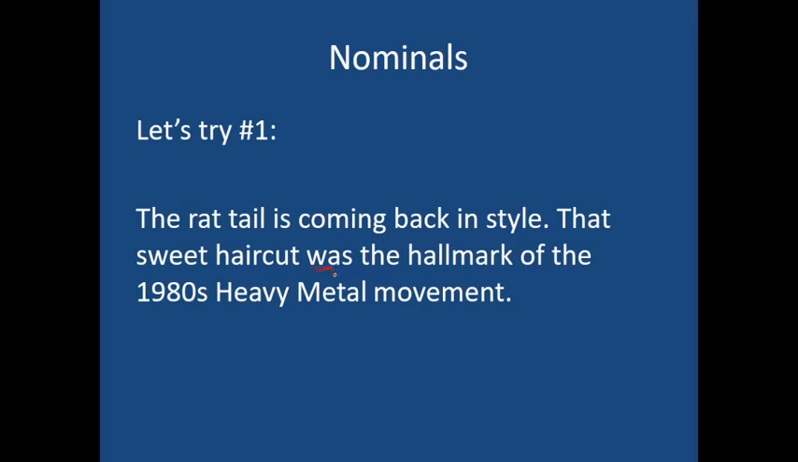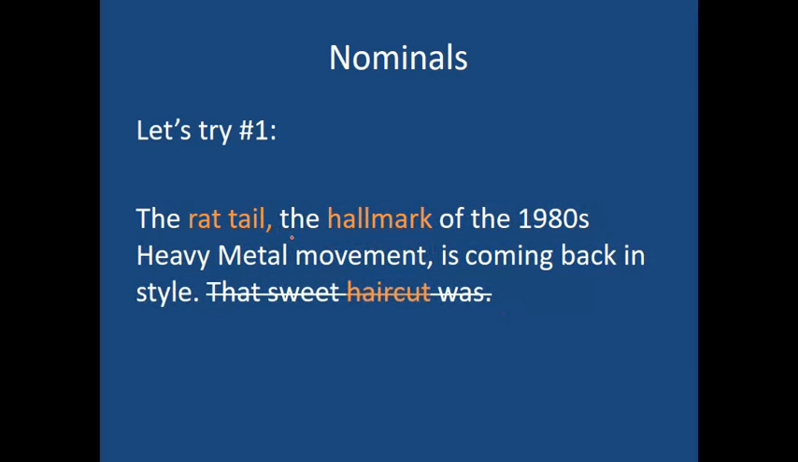What I want to focus on is, what nouns do I have to bring up to the previous sentence? Well, here's rat tail in the original sentence, and I could rename rat tail as a sweet haircut, or I could rename rat tail with the idea of hallmark, meaning it's the symbol of the 1980s heavy metal movement. That sounds a little bit more interesting to me. So I could say the rat tail, that sweet haircut, is coming back in style. Or I could say, what if I got rid of "that sweet haircut was" and took this part and brought it up into the sentence? So if I did that, it's like saying the rat tail, the hallmark of the 1980s heavy metal movement, is coming back in style. And that's the sentence I want to create. I got rid of "that sweet haircut was." I didn't want to bring the verb up, and I just want to bring up the most important part. And so I brought up hallmark to rename rat tail.